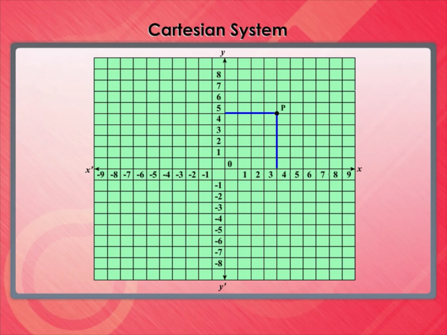Draw a perpendicular line from P to the x and y axis. The lines meet the x-axis at 4 and the y-axis at 5. Therefore, the position of pair P is at (4, 5), which lies in the first quadrant. You can use this method to determine the coordinates of any point when you present the data in graphic form.